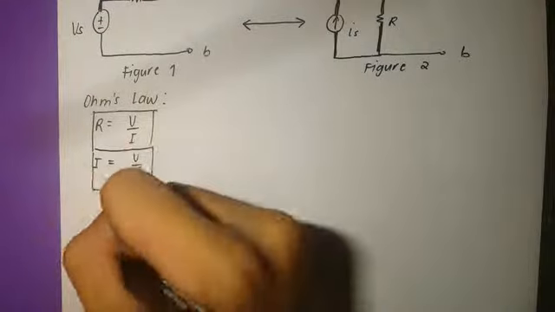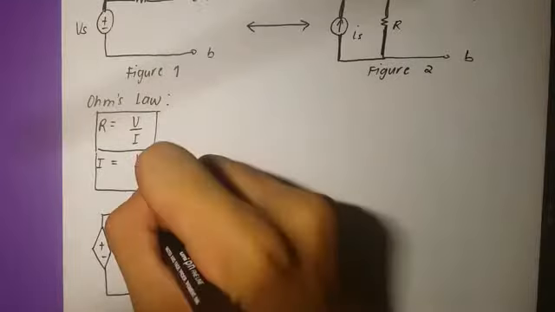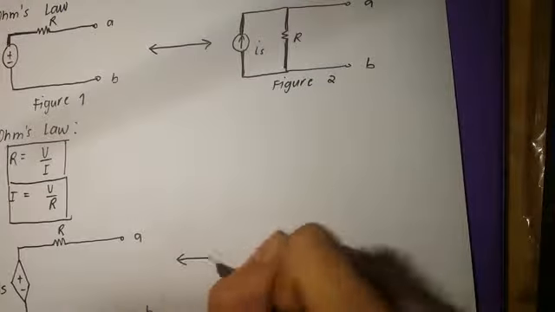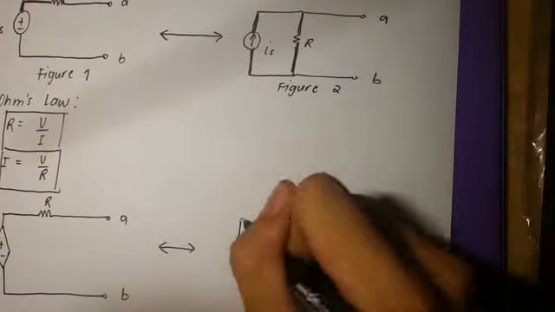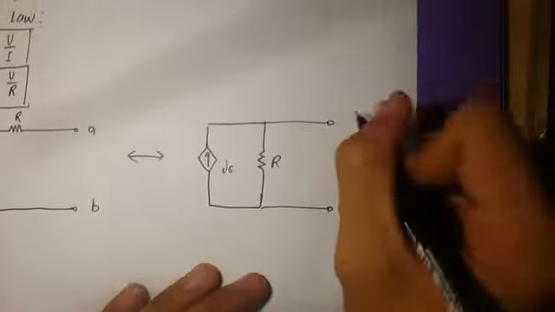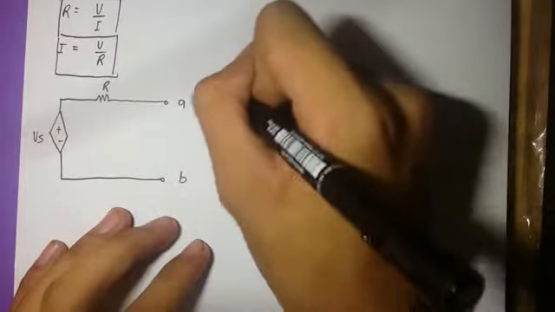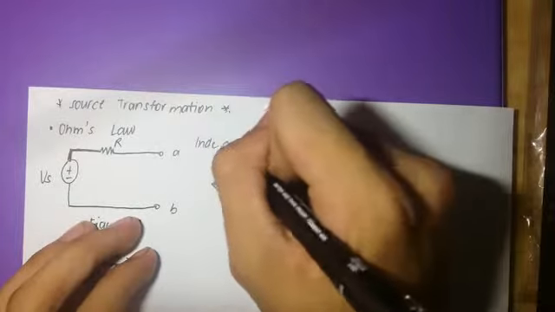The same process works with dependent sources. So I got the A and B, the R, Vs, and the arrow here, the dependent source, the resistance, A here and B. This is for the dependent source and this one is for the independent source.